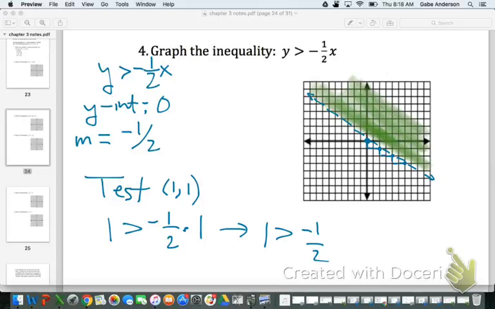We've been really lucky today. We've picked some good test values. What happens if your test value results in a false statement? You shade the other side. Just do the other region, right?